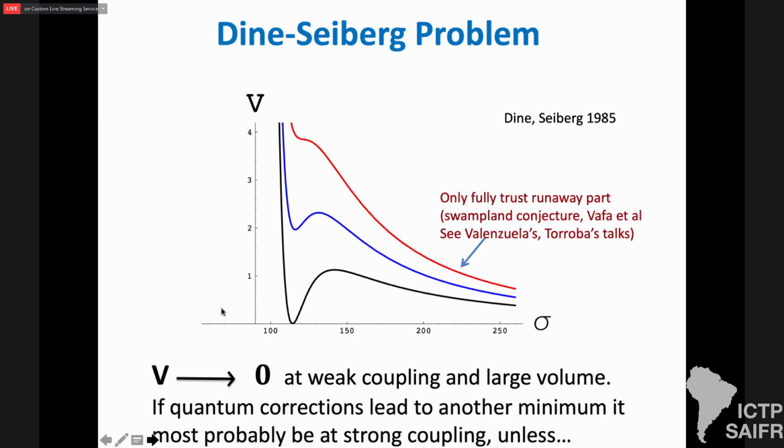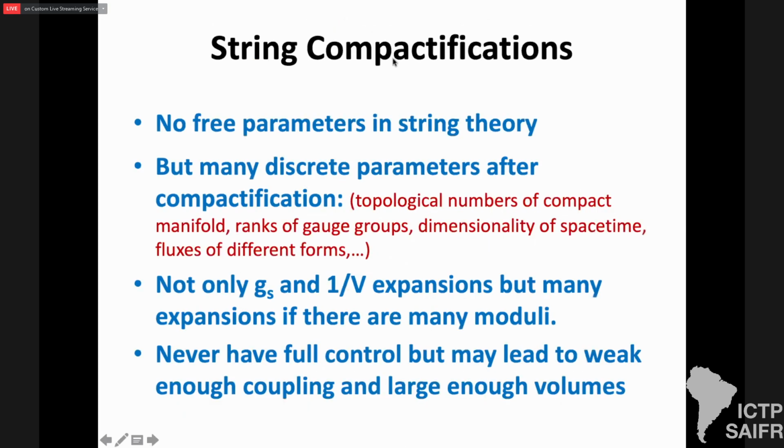In string compactifications, this is what I can claim is the price we have to pay for string theory not having free parameters. In string theory, what you expect from a fundamental theory is that you don't have free parameters, and precisely string theory has that. But at the end, when you compactify, plenty of new parameters come out upon compactification: the topological numbers of the compact manifold, the Hodge numbers, the ranks of the gauge groups, the dimensionality of space-time, and particularly the fluxes.